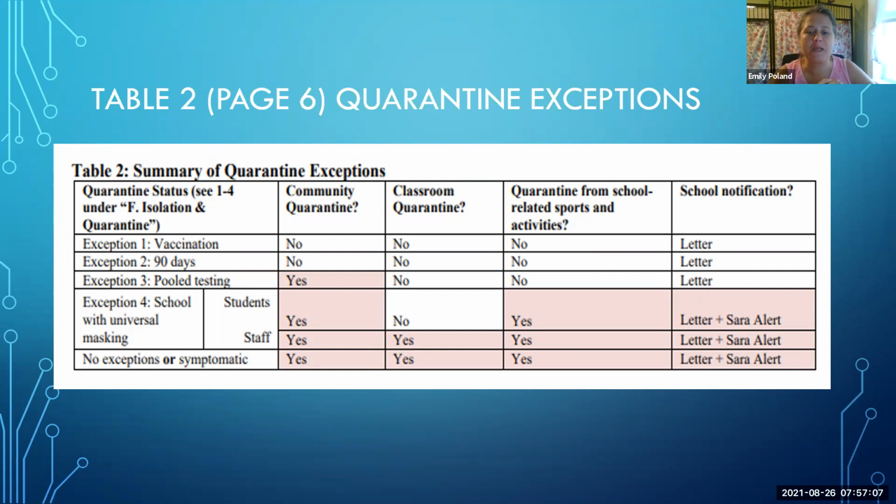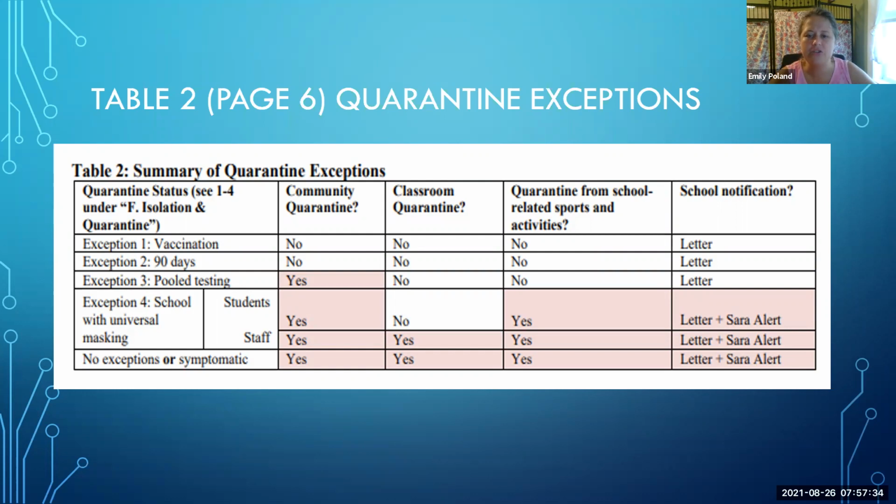So that would be no exceptions, no pooled testing, no masking, none of those other measures. So they would have to quarantine from all activities, school and community. On that last column, you'll note that where it says letter and alert, these are the people that are going to be on your contact tracing template.